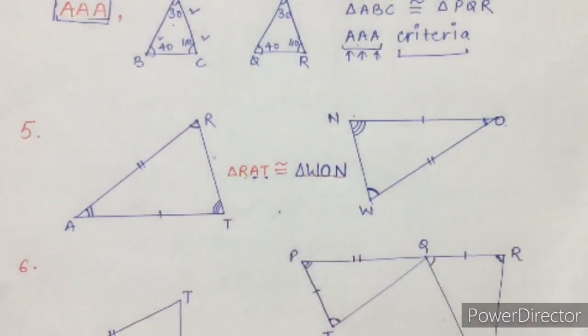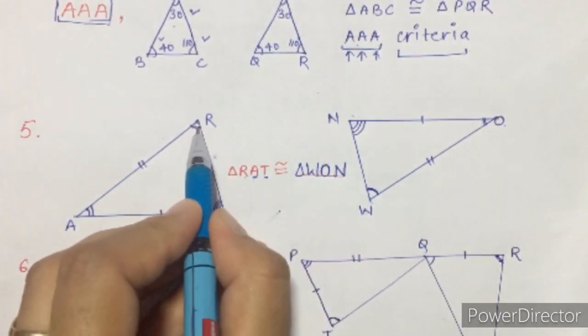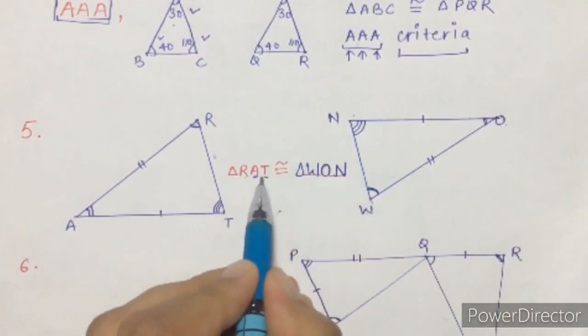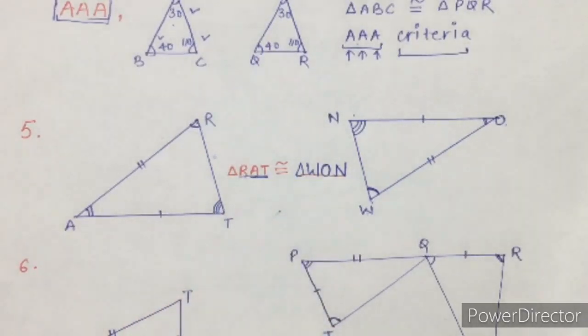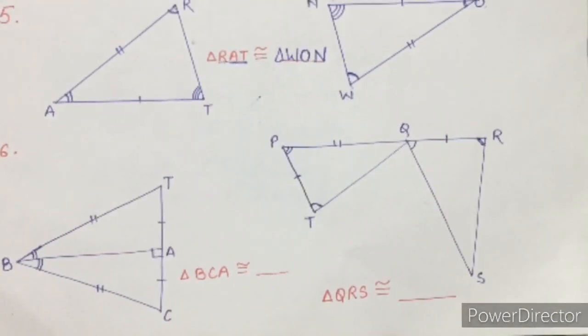In this question they just wanted to see whether the student knows how to write the names of other triangles. Fine, this is the perfect way of writing. Just see the angles: one angle, two angles, two angles, three angles, three angles. So RAT is congruent to WON. Fine. I hope this part is clear for everyone. Let's see the next question of this exercise.